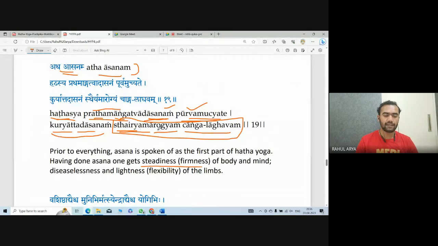And the next benefit is arogyam. Arogyam means less disease, no kind of disease, diseaselessness. And next is laghavam. Laghavam means lightness, no extra tamas, fully sattvic, of sattvic nature.